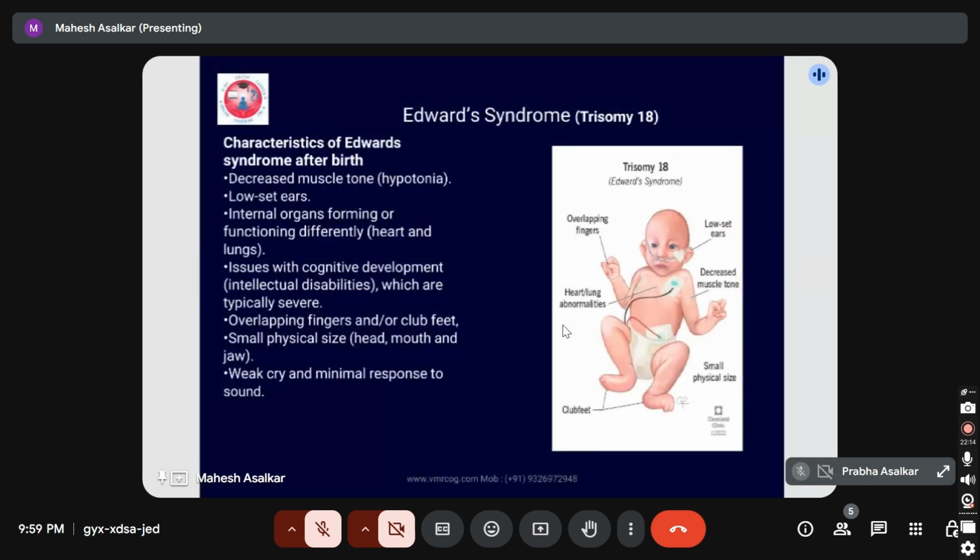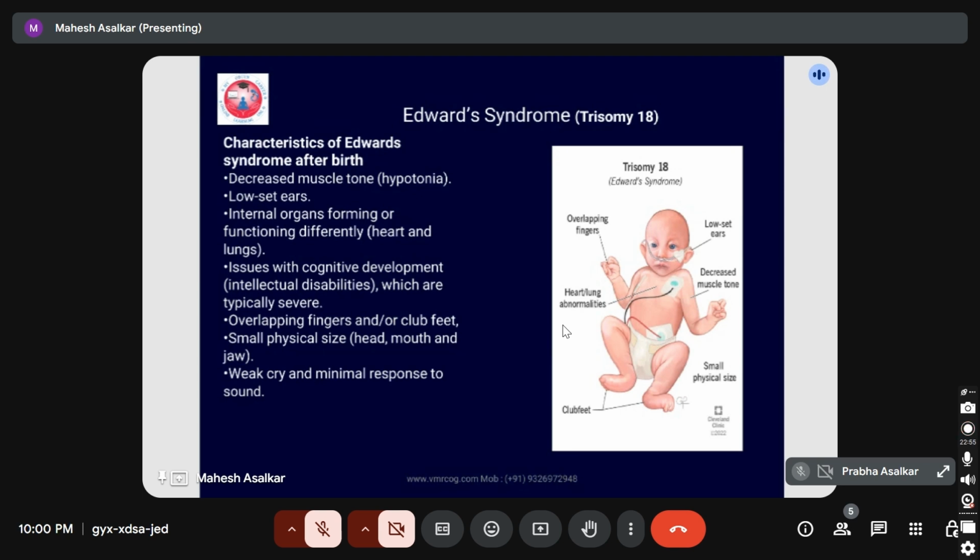Coming to the Edwards syndrome, that is trisomy 18. Characteristics of Edwards syndrome after birth: hypotonia, low set ears, internal organs forming or functioning differently, heart and lungs, issues with cognitive development, intellectual disabilities which are typically severe, overlapping fingers and or club foot, small physical size, head, mouth, jaw, weak cry, and minimal response to sound. So overlapping of the fingers is very particular, and rocker bottom foot. So club foot and overlapping fingers. If you get these particular features, think of trisomy 18.